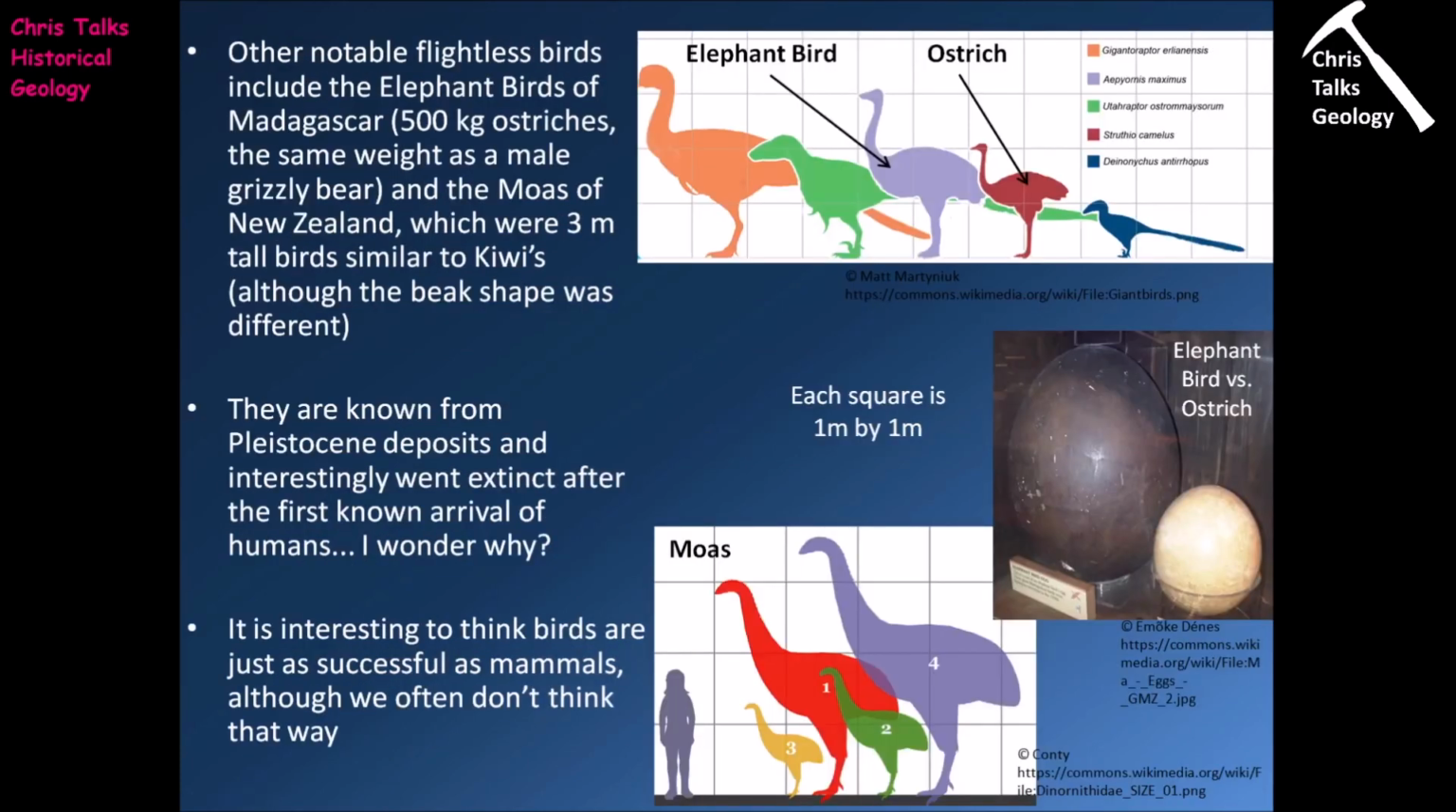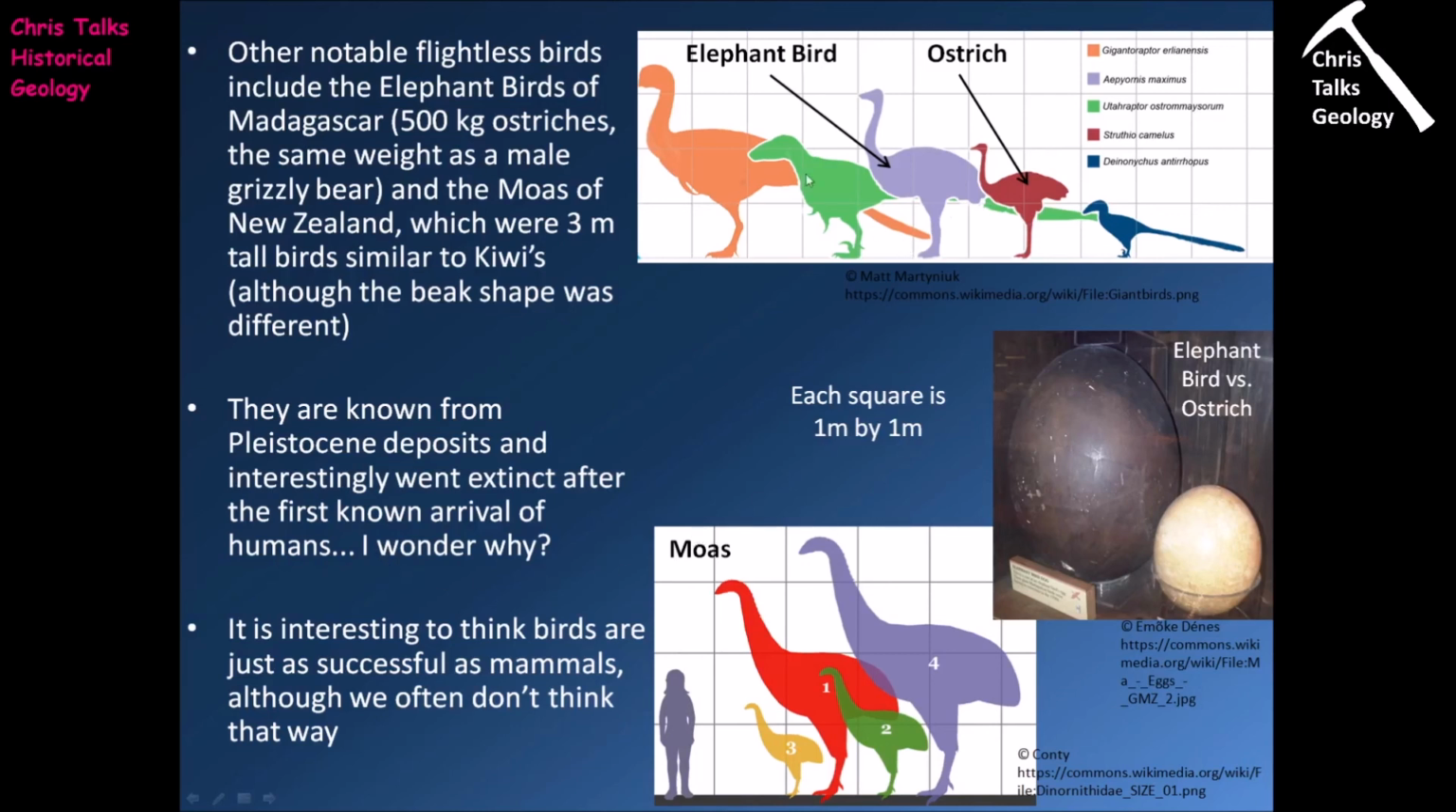Now, other noticeable flightless birds include the elephant birds of Madagascar. So, just to give you some idea, they're about 500 kilograms in weight, which puts them at about the same mass as a male grizzly bear. So these were very big animals. And we also have the moas of New Zealand, and they were 3-meter tall birds similar to kiwis, although the beak shape was somewhat different. Now, both of these types of birds are known from Pleistocene deposits, and they interestingly went extinct after the first known arrival of humans. I wonder why that happened.